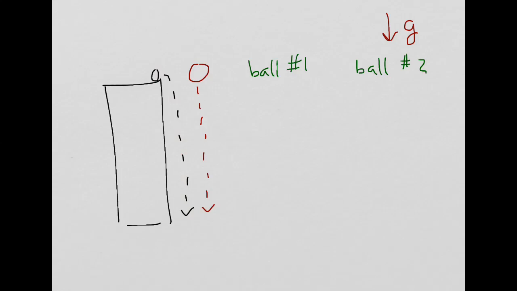Okay, and let's say that the mass of ball number 1 is 10 kilograms, and the mass of ball number 2 is 20 kilograms. So let's figure out the acceleration of ball number 1 and ball number 2 using the formula we just found. Acceleration equals force over mass.